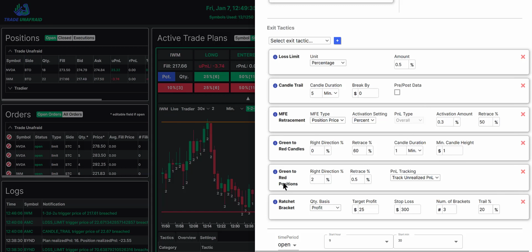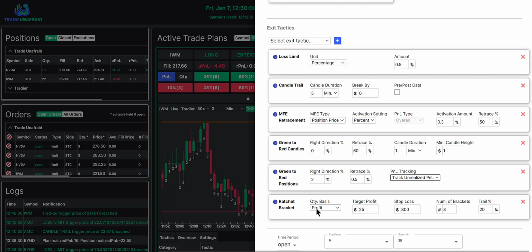There's also green to red position, meaning that it went my direction a certain amount and then it starts to retrace, and I can get out in that way as well. So in this case, if I'm up by 2% and it retraces back to just 0.5% up, then it will basically protect that winner from becoming a loser. And here I'm using unrealized P&L. I could use overall P&L if it's taken some profits as well.